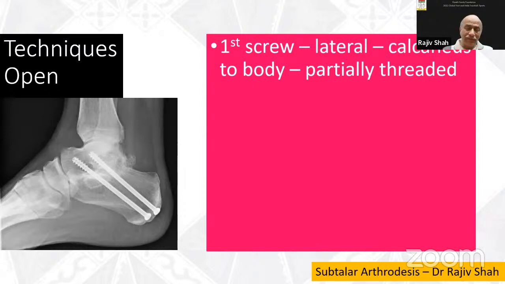For a subtalar arthrodesis, you put in two screws. The screws are passed through the non-weight bearing area of the calcaneus. The first screw goes from the lateral aspect of the calcaneus to the body of the talus. Why lateral? Because this screw maintains the valgus of the heel. So that's why we want to put the lateral screw first. And this is a partially threaded screw.